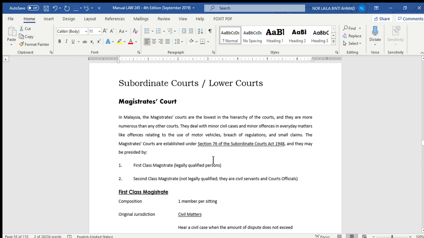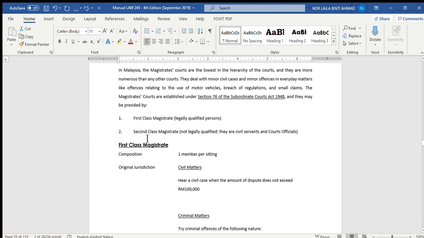The magistrate courts are established under Section 76 of the Subordinate Courts Act 1948, and they may be presided by a first-class magistrate, a legally qualified person, or a second-class magistrate, not legally qualified. They are civil servants and court officials.